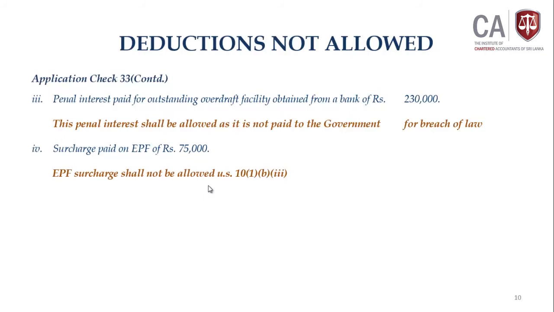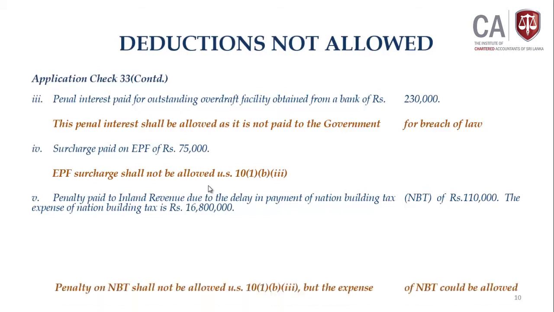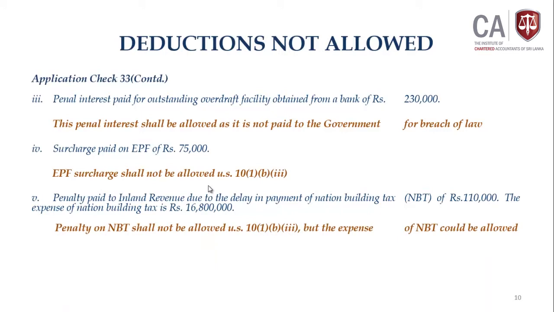Surcharge paid on EPF. Yes. EPF surcharge shall be disallowable under section 10(1)(b) item 3. Penalty paid to the inland revenue due to the delay in payment of nation building tax 110,000. That is again not allowable, but the payment of NBT would be a deductible expense for tax, no? Because it is not a prescribed tax. The NBT on financial services only is identified as a prescribed tax as per the Gazette. That is for the banks and financial institutions.